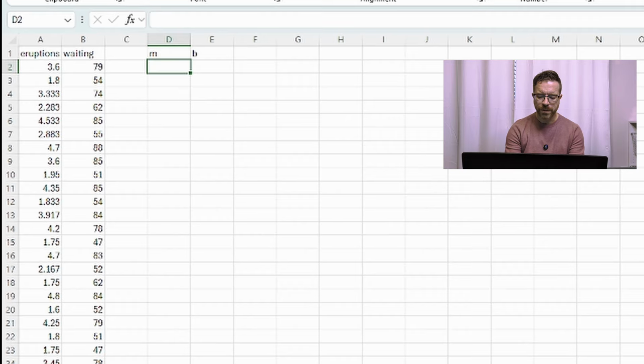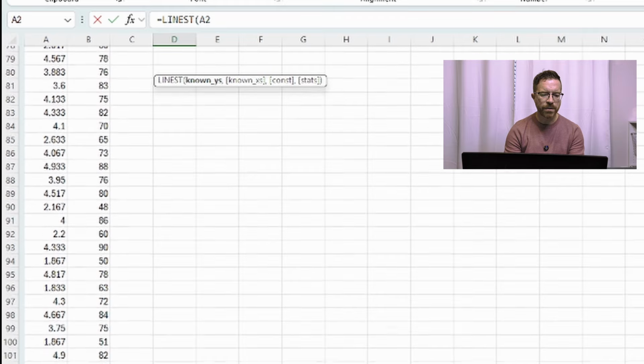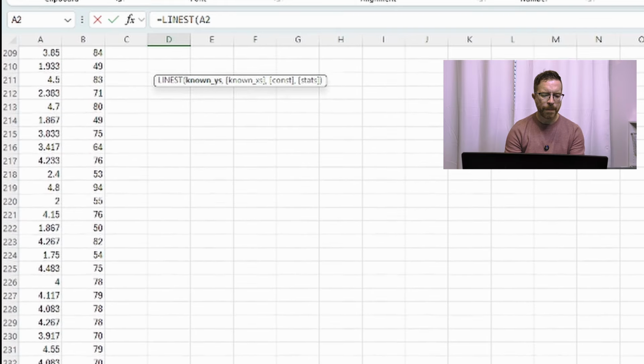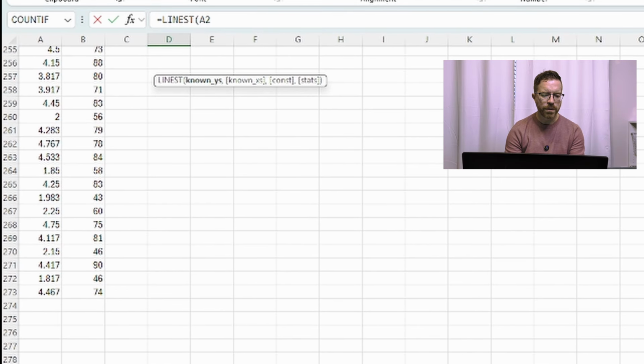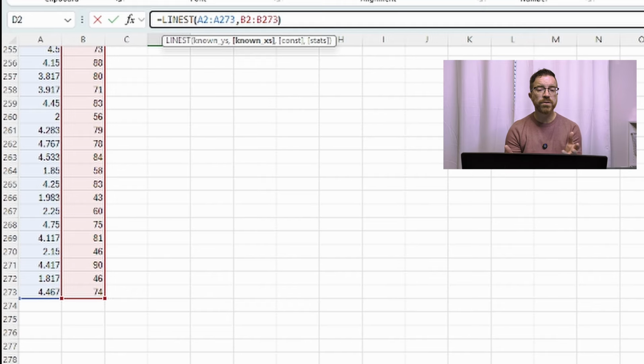So we have equals LINEST, and then I'm going to select my y value. So I'm going to select the first y value. I'm going to go down to the very bottom, and then I'm going to shift click to select my y values. And then just to make things easier, I'm going to do comma, and then I know that the next column is B, so I'm going to put B2 colon B273. So there's 272 data points, but of course the first row is for the titles.